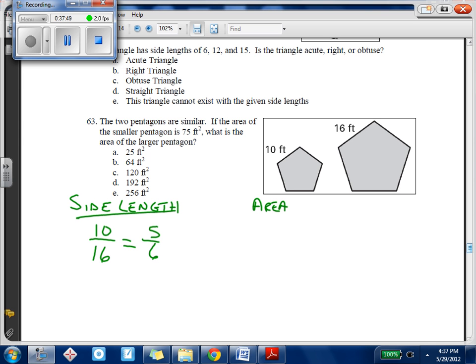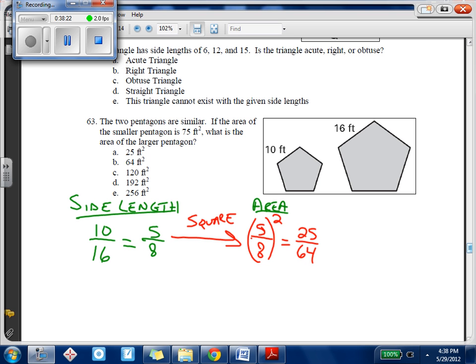Well, to get to the area ratio, we need to square the side ratio. Remember that area is always units squared. That's what you can remember. So 5/6, we need to square. I'm sorry, did I do that correct? This should not be 6, it should be 8. Sorry about that. That's 5/8. We need to square. So that becomes 25 over 64.